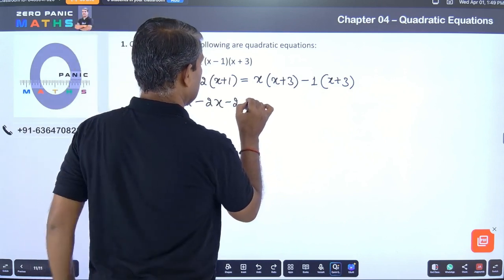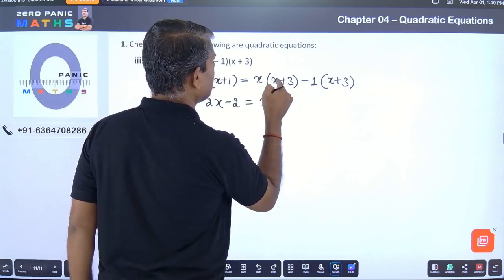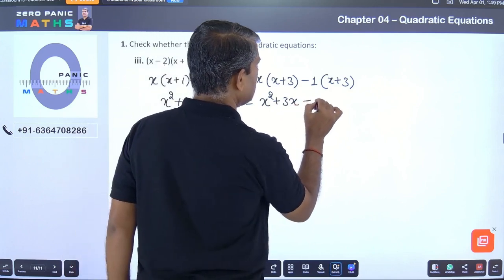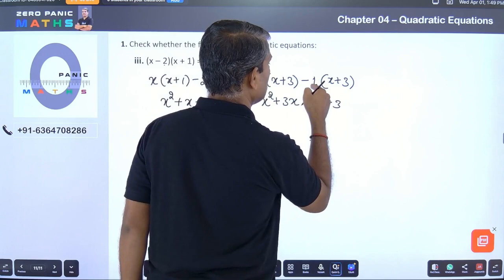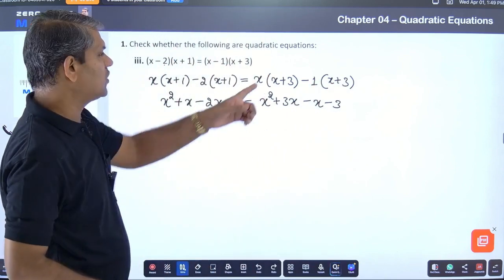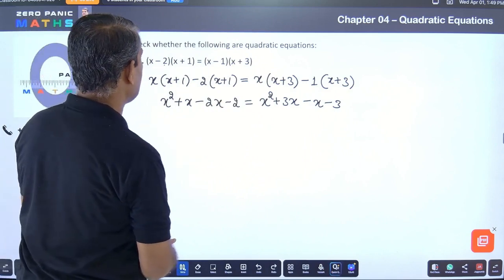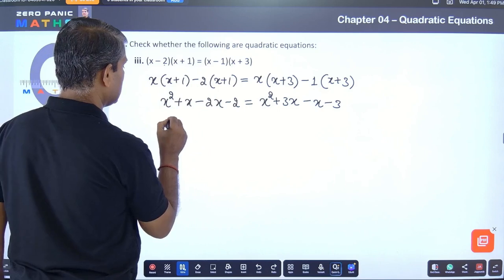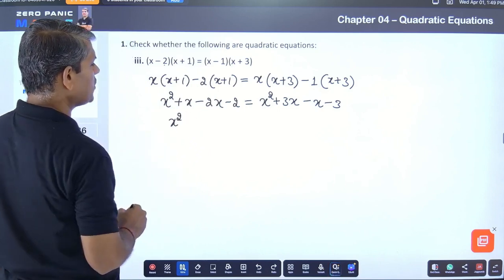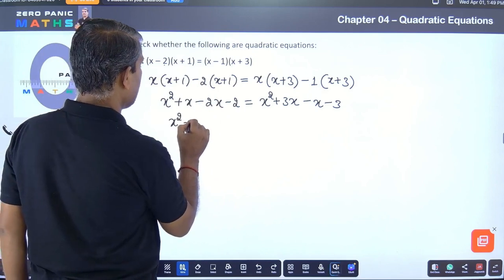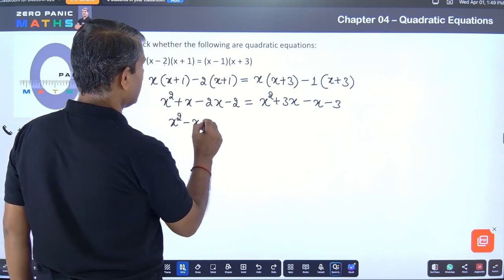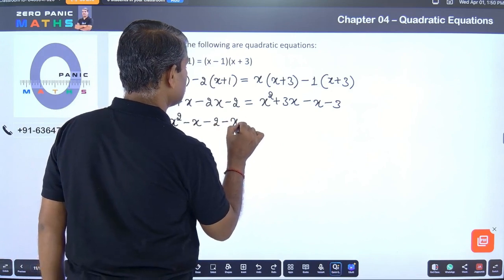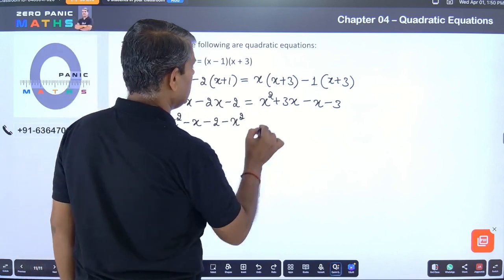Let us do the same thing here on the right side. x into x square, plus 3 into x, that is 3x, minus x minus 3, because I am multiplying minus 1 to both terms on the right side, that last term. Now you can actually cancel x square here, but let us bring it and cancel it later, for clarity. x minus 2x will give me minus x, single minus x, minus 2. Bring the x square term to the left side, it will become minus x square.